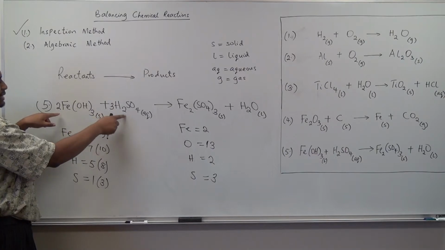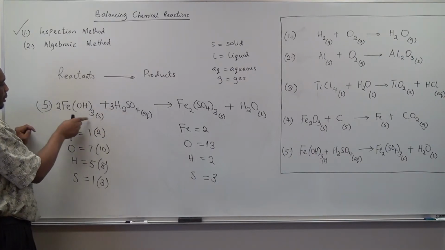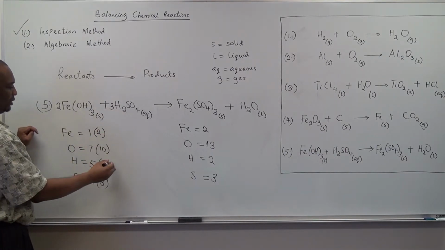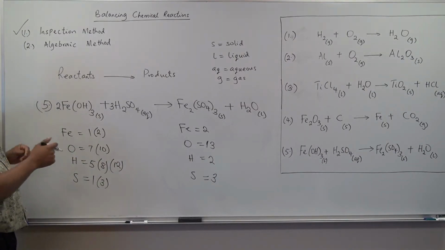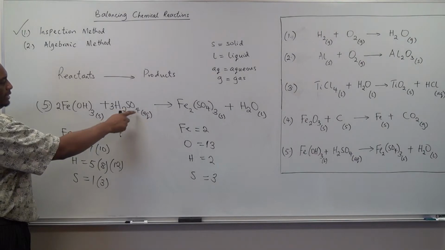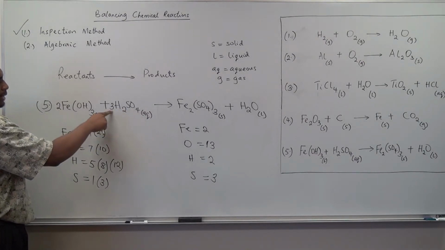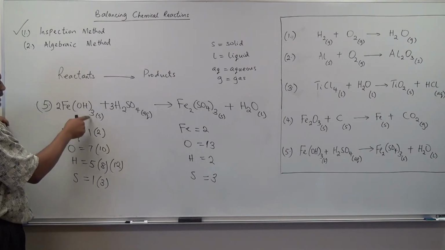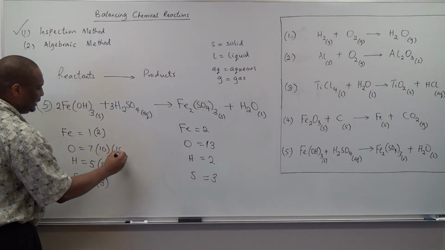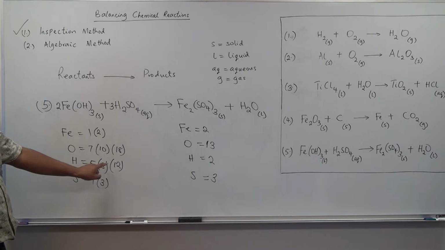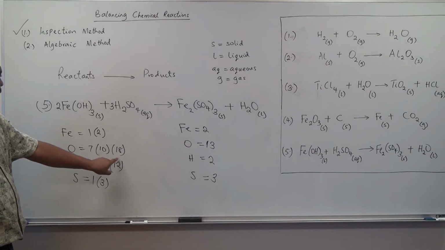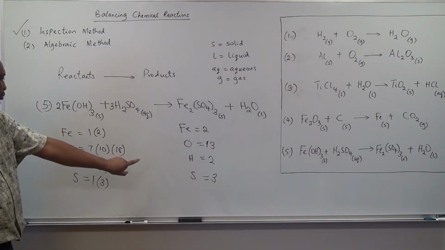So sulfur is 3 now, but it has changed hydrogen and oxygen. So hydrogen is 6 here, plus 6 here. Hydrogen becomes 12. Okay? And oxygen becomes 4 times 3 is 12 here, plus 6 here becomes 18. 12 plus 6, 18. Alright, so we now have 18, 13, and 12, 2.